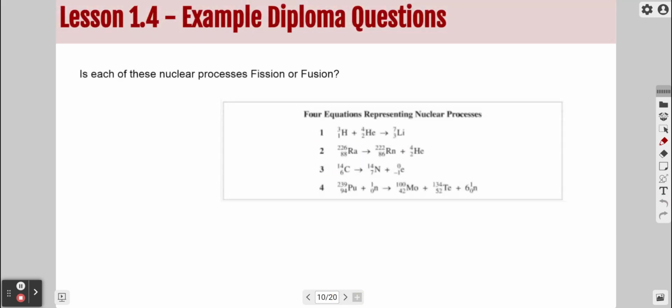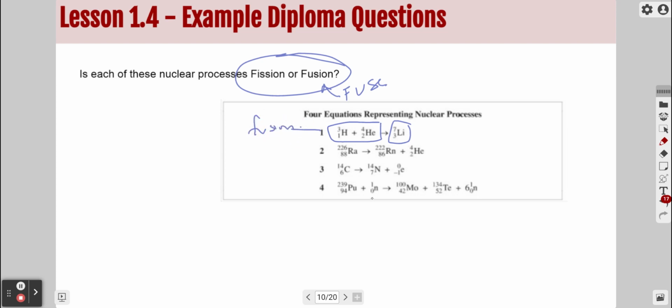Example diploma questions about this initial section of the lesson. Is each of these nuclear processes fission or fusion? Can you recognize them? Okay. I always think of fuse. This is how I remember it. Fuse is you're fusing something together. So if you see two nuclei or two elements turning into one element, that's fusion.